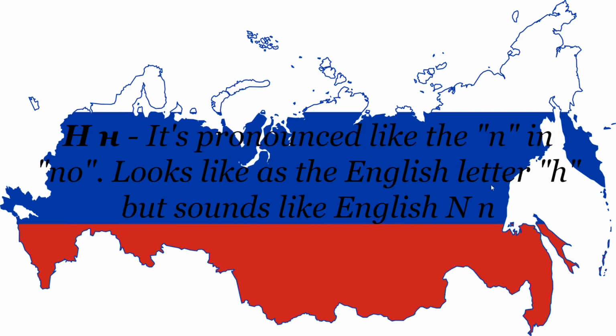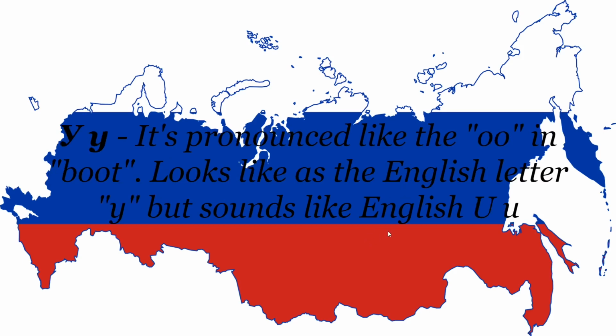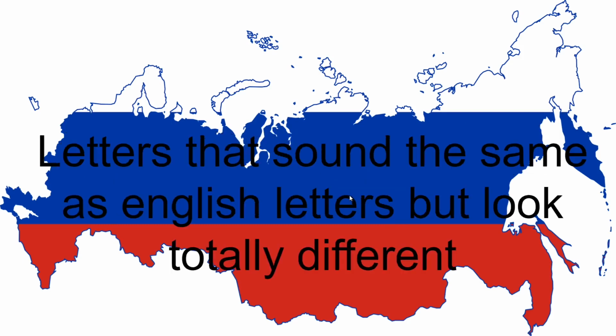Moving on, we have what looks like an H, but is actually an N. Whenever you see an H in Russian, it's actually an N sound, as in the word no. Next we have the letter B. This isn't the letter B, it's the letter V in Russian, so it makes the V sound, as in vet. Moving on, we have the last one, which is the Y, which makes the oo sound, as in the word boot. Looks like the English letter Y, but it sounds like the English U.